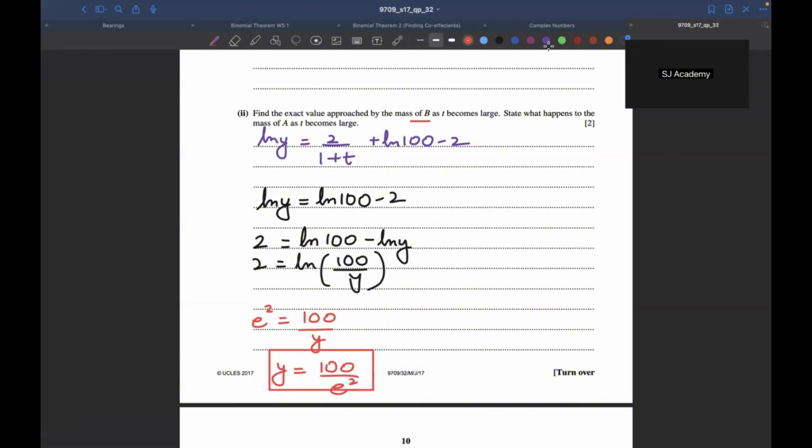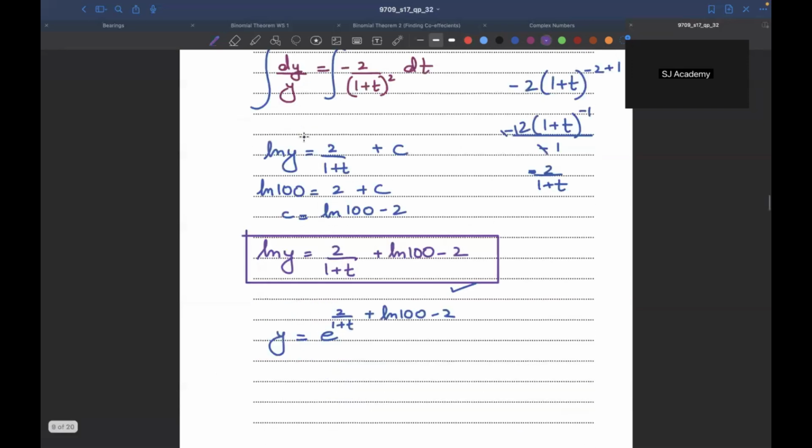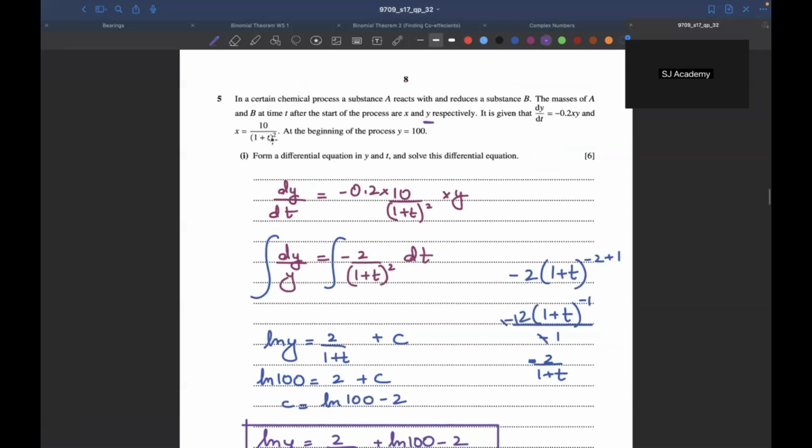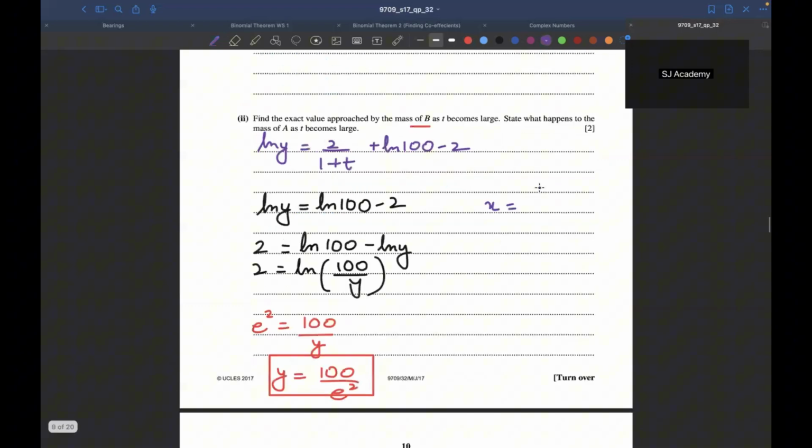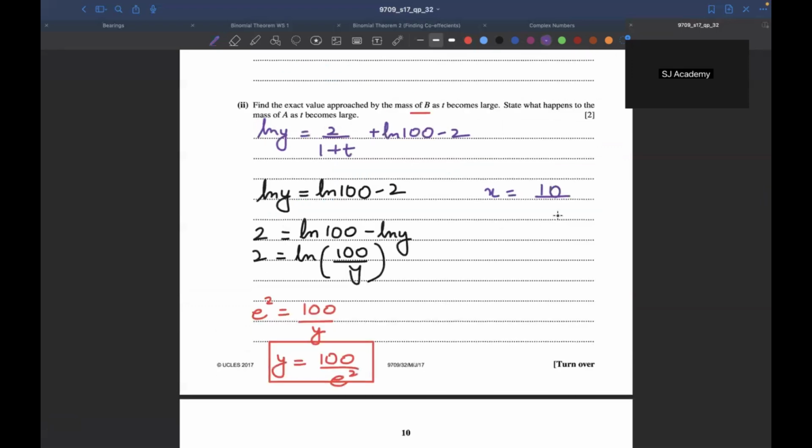So as the value of t becomes very large, the mass of B, which is y, is equal to 100 upon e squared. And we know that x, from the equation given above, is 10 upon 1 plus t whole squared, and x is basically the mass of A. Now again, as t becomes really large, when we divide 10 by a very large value, that is approximately equal to 0. So we'll say that the mass of A becomes 0 as t becomes very large.